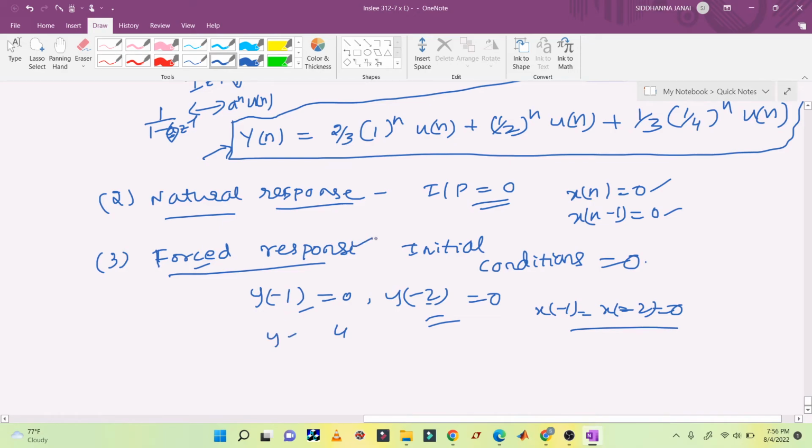If it is forced response, then those initial conditions are not valid. They are equal to 0.